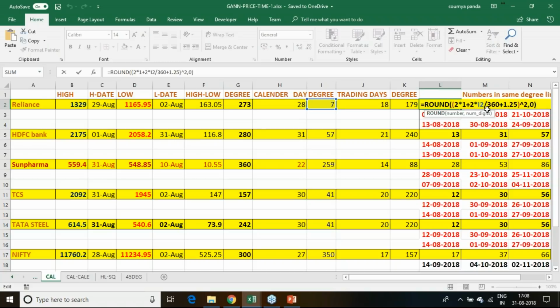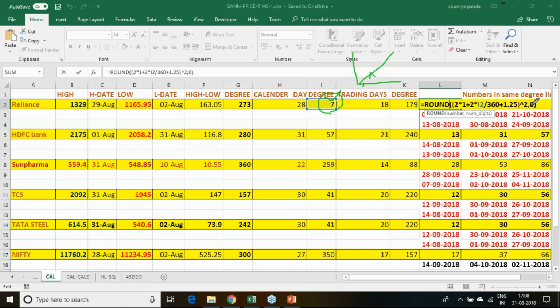But the second formula I am using gives the first number which is falling on the 7-degree trend line. Here I am accepting the 7-degree trend line. The first number falling on this 7-degree trend line will be calculated as 2 into n. So n is the number 1. So first, trend line added with 2 into the degree divided by 365, and I am just adding 1.25 as a constant and taking a square of that.